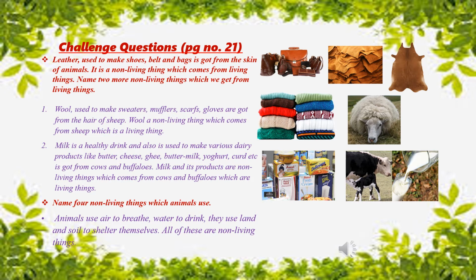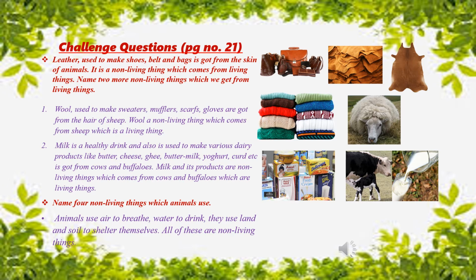So here we have taken the example of wool. Wool is used to make sweaters, mufflers, scarves, gloves, etc. from the hair of sheep. So again, wool becomes a non-living thing which comes from sheep, which is a living thing.